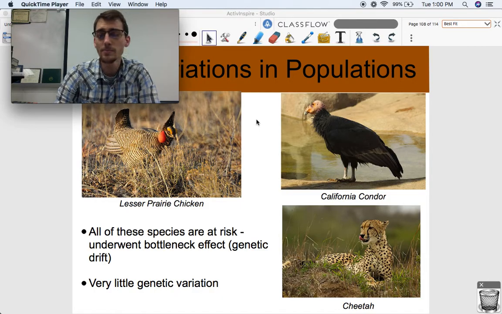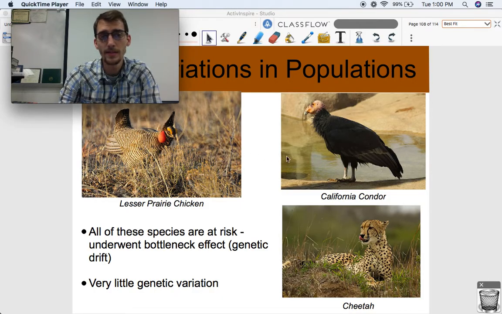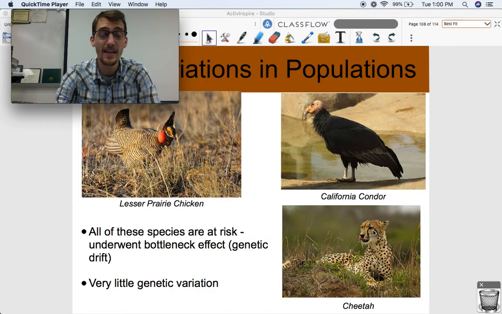The point I'm trying to make here is that not only do these 3 species not have many numbers, but the numbers that they do have are all very related to each other. There's not a lot of genetic variation at all. So most of the cheetahs, the prairie chickens, and especially the California condors that you're going to see out in the wild are most likely inbred. They're related to each other.